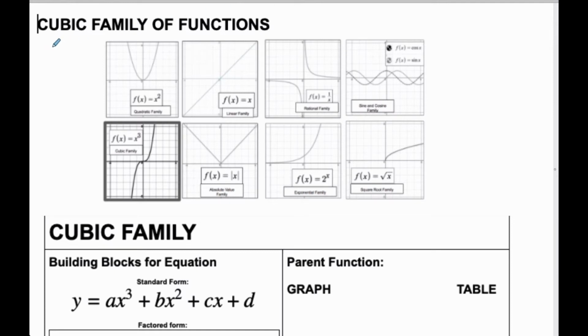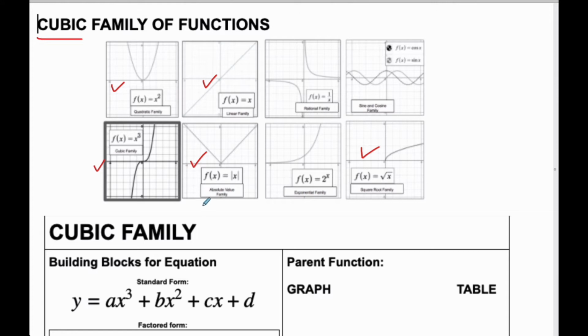Mr. Rops here, and awesome 10th graders, we are doing the cubic family of functions. Just make sure we've done x squared, we've done linear functions, we have done the absolute value function, we have done the square root function, and now we're working on the cubic function. By the end of the year we'll do all of them.